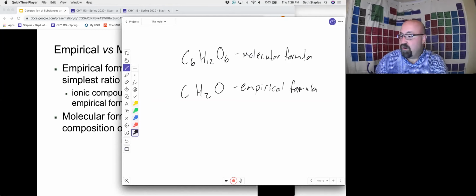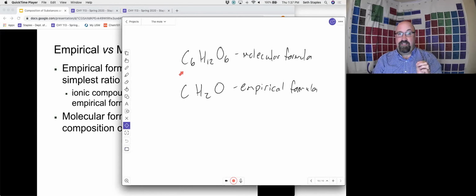Now, it's important to keep in mind that this is not the form in which glucose actually exists. Glucose molecules will not exist in this ratio. The empirical formula is useful, though, because there are analyses that we can do, and we'll talk about some of these analyses a little bit later as well. But there are various analyses we can do if we have a completely unknown compound.